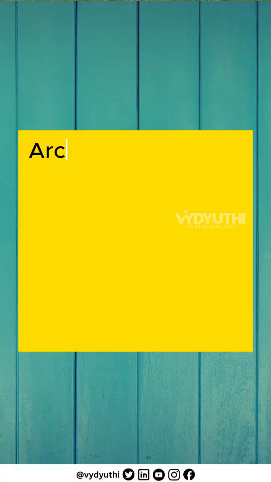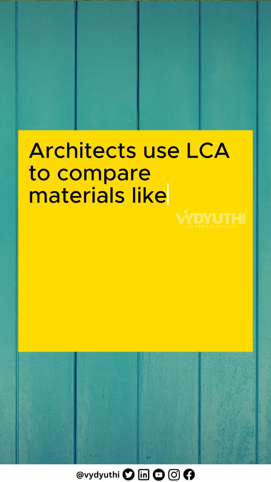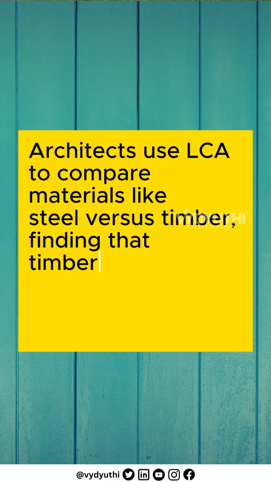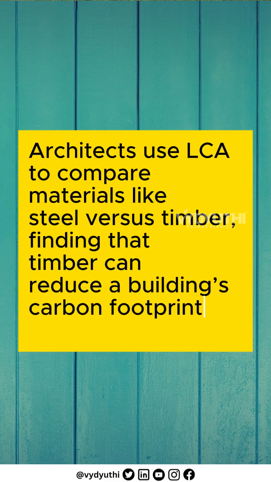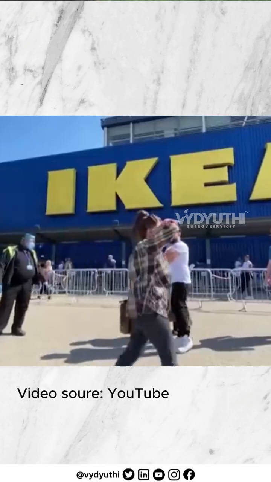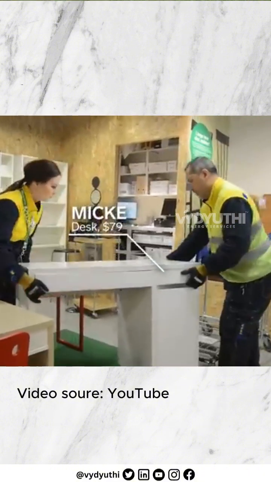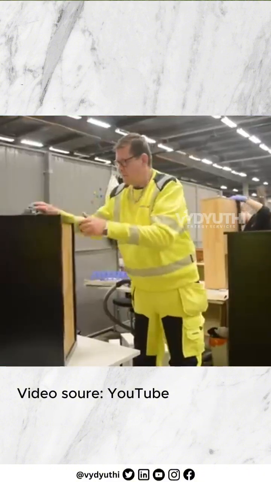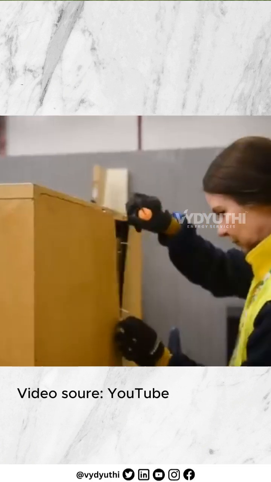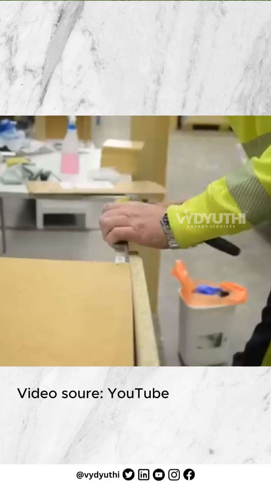In construction, LCA helps to measure embodied carbon. For example, architects use LCA to compare materials like steel versus timber, finding that timber can reduce a building's carbon footprint by 30%. Furniture. The company IKEA used LCA to assess its furniture lines. By switching from virgin wood to recycled materials, they reduced carbon emissions by 40%, proving the power of sustainable design.